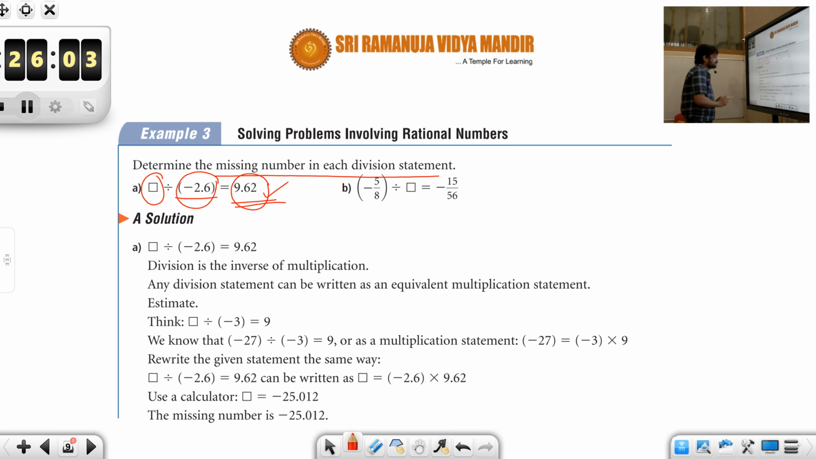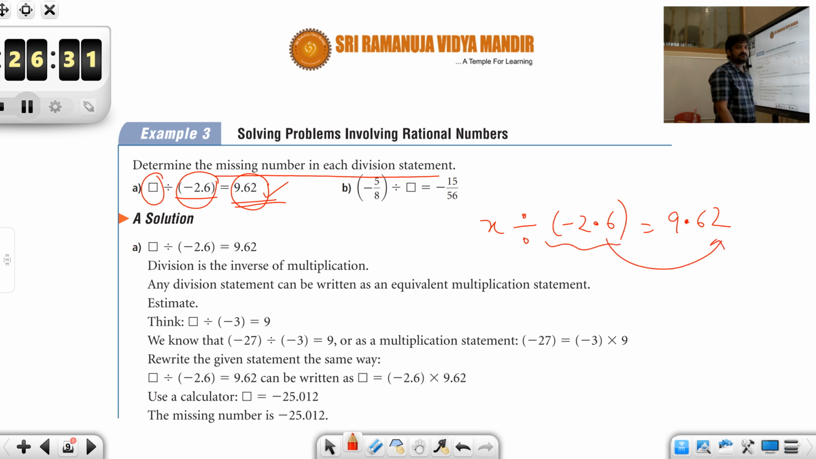Then how to find this number? Let us assume the unknown to be x. Okay, students. And then x divided by minus 2.6 is equal to 9.62. Now this division, whatever number you are trying to divide with, take that to the other side, so that becomes multiplication. Then you can write x as 9.62 times 2.6, and since we know the sign, let me put it as negative.